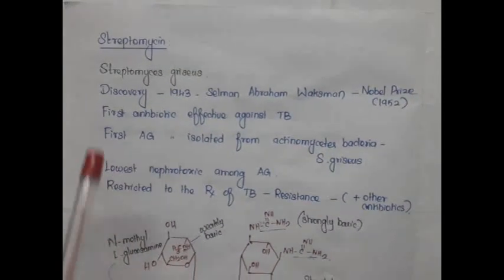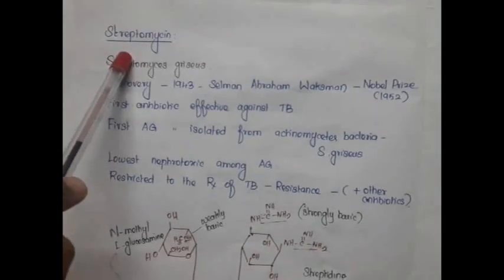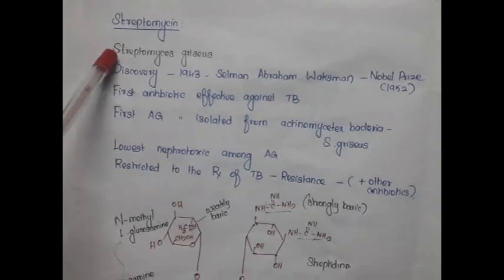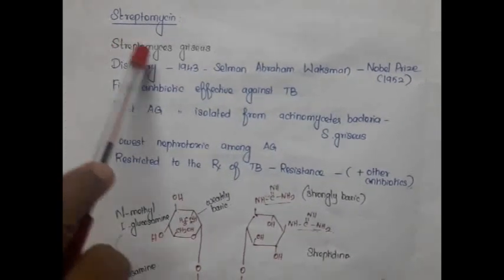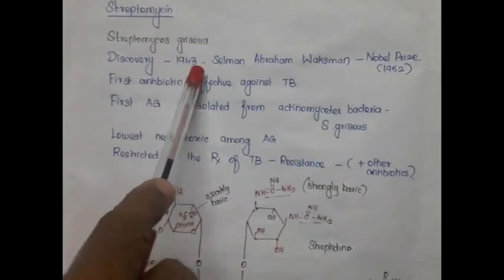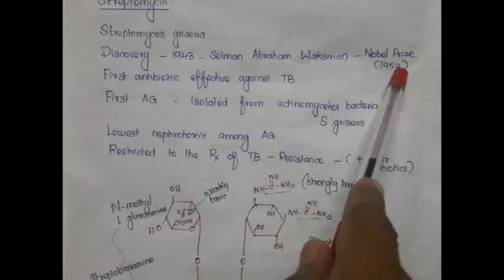Students, last class we have seen about aminoglycosides. This class will focus on the products of aminoglycosides. The first one is streptomycin. It was isolated from the actinomycete Streptomyces griseus, and it was discovered in 1943 by Selman Abraham Waksman, and for that he got the Nobel Prize in 1952.